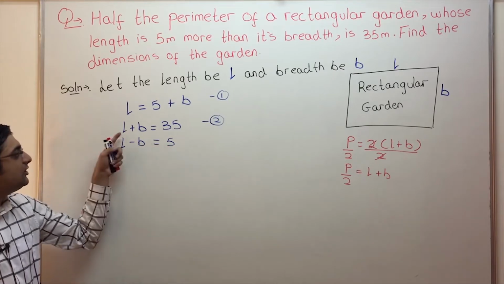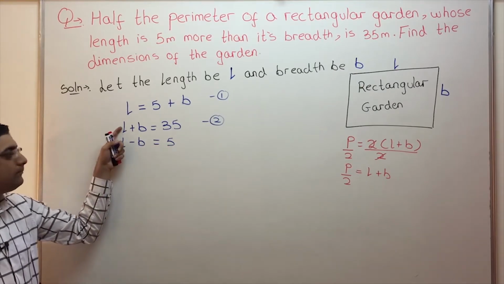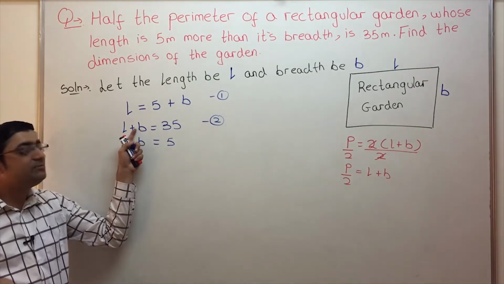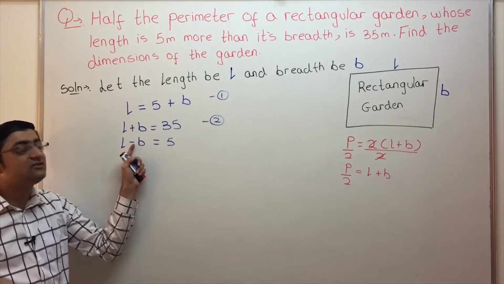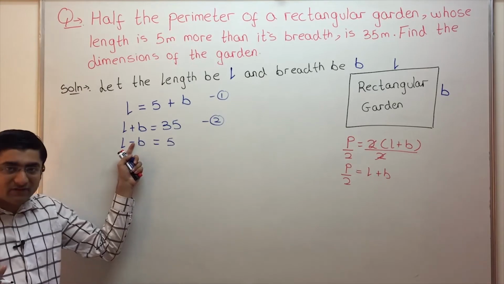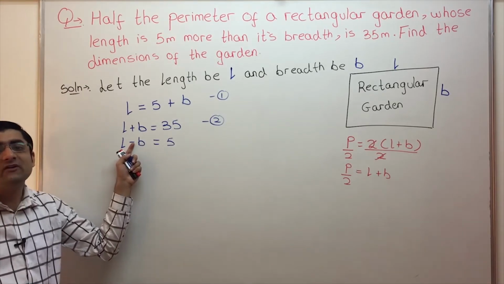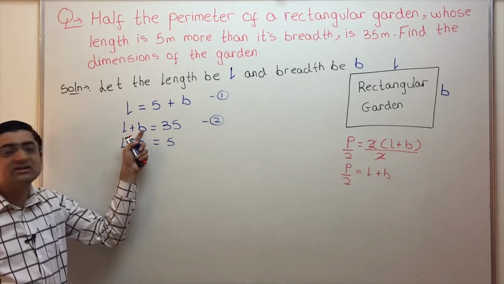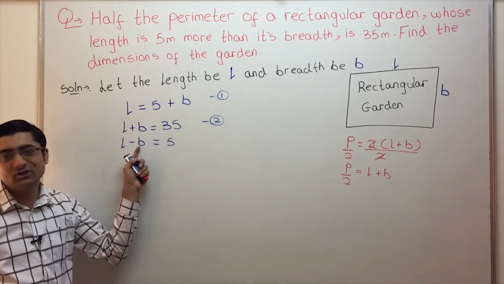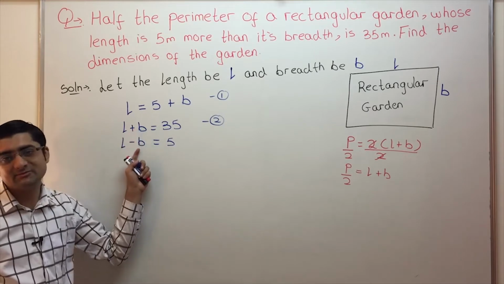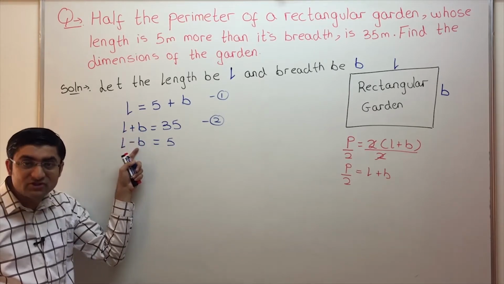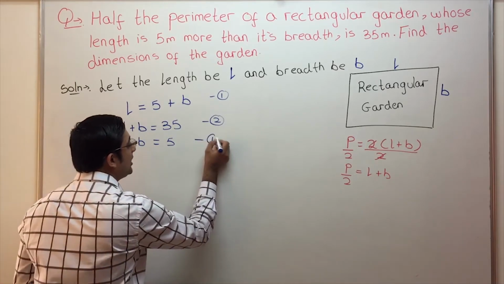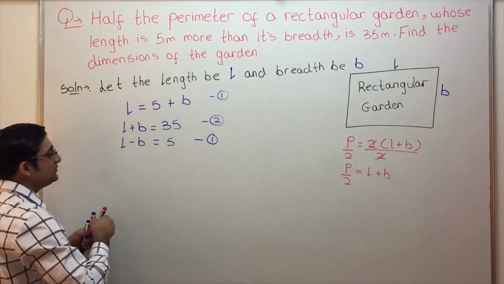Now notice carefully, what is the coefficient of L over here? Plus 1, plus 1. What about the coefficient of B? Here the coefficient of B is plus 1. Here the coefficient of B is minus 1. So whenever we have equations in which the coefficient of one variable is same but opposite sign, here it is plus 1, here it is minus 1, what do we do? Simply add the 2 equations, right? So I'll do equation 1 plus equation 2.